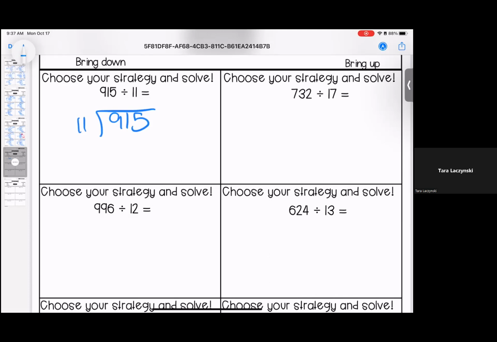Let's move it through. 11 does not go into 9, but it goes into 91 8 times. 88 is the closest that I can get when I do 91 minus 88. That's going to leave me with 3. I bring down my 5. It can go in 3 more times for 33. Leaves me with 83 and a remainder of 2.